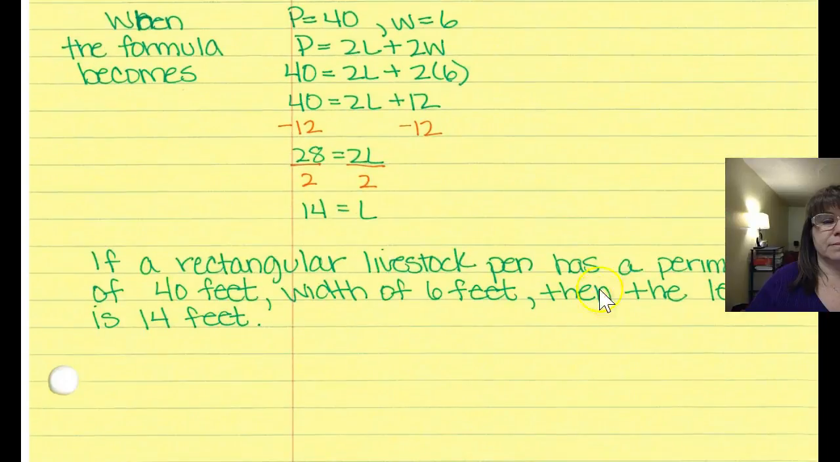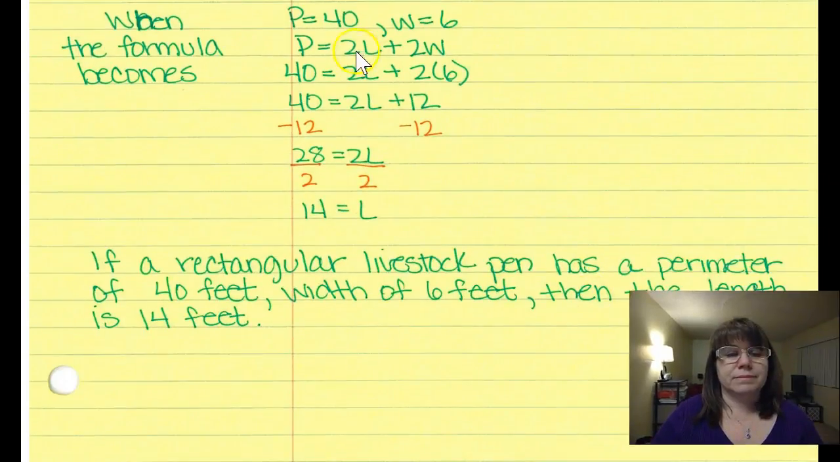So if we do that, when P is 40 and W is 6, we're going to plug into the formula. P equals 2L plus 2W becomes 40 equals 2L plus 2 times 6. That's 40 equals 2L plus 12. We're going to subtract 12 from both sides, leaving us with 28 equals 2L.